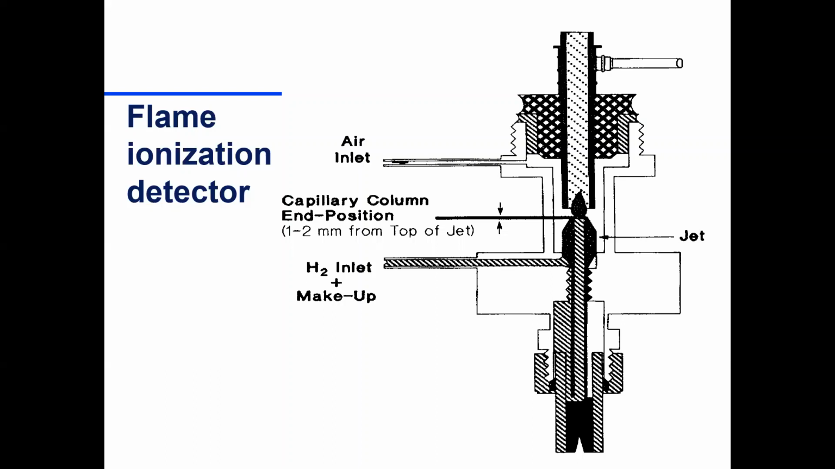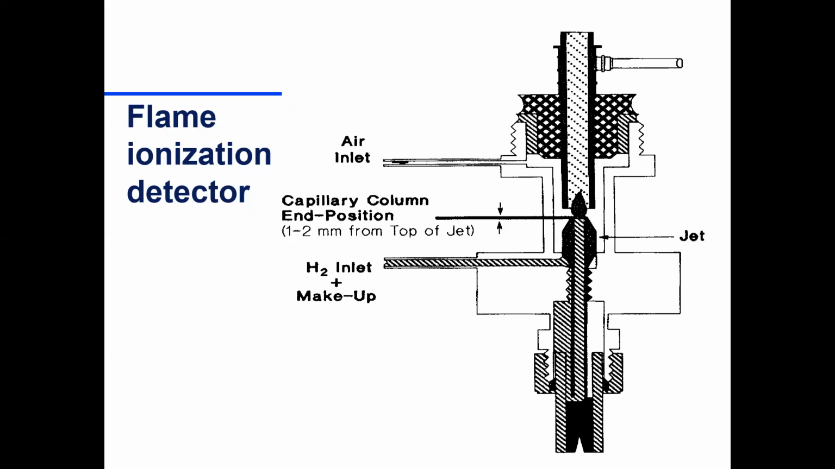And as compounds elute out of your column, they go through that flame. As they go through the flame, they get burned. As they burn, they liberate ions. Those ions are detected here, so this changes the electrical potential here. So we look at the electrical potential and how it's changed by what's being burned in that flame.